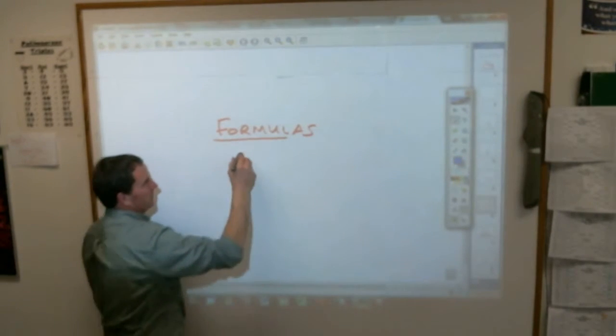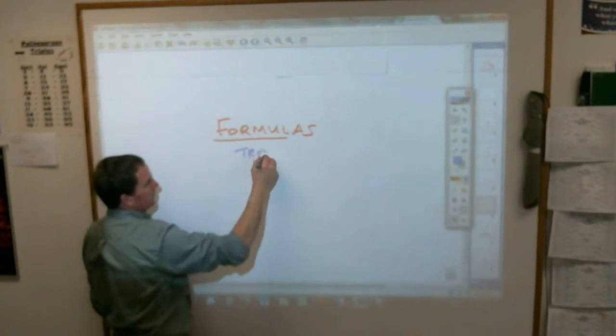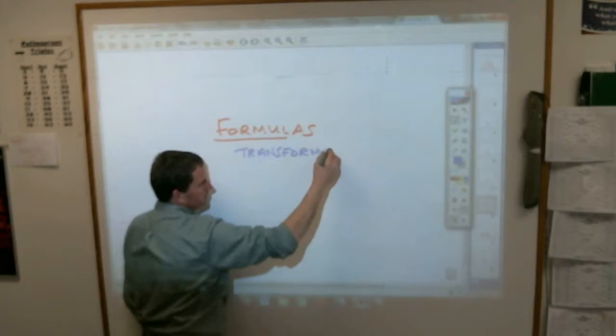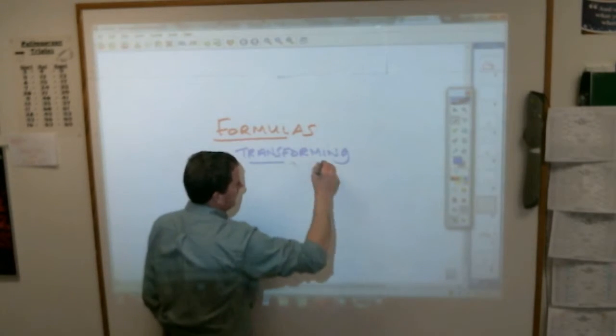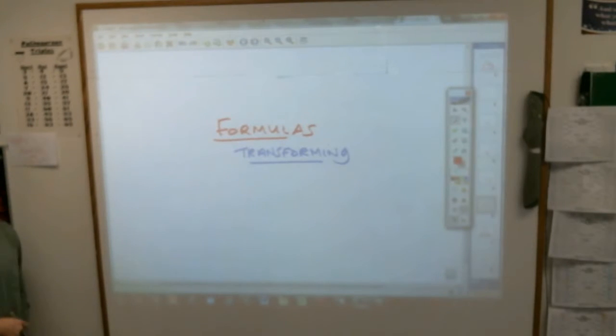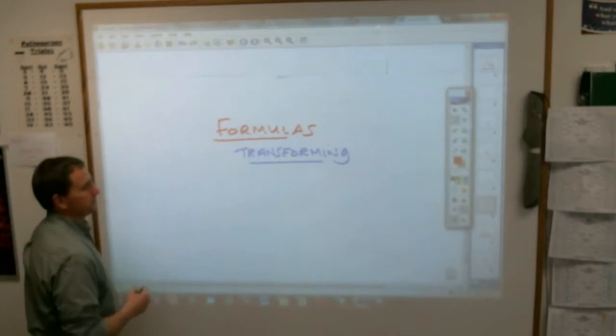Little subheading under there is what they call transforming them. Transforming them. In other words, this is what you're going to do here.